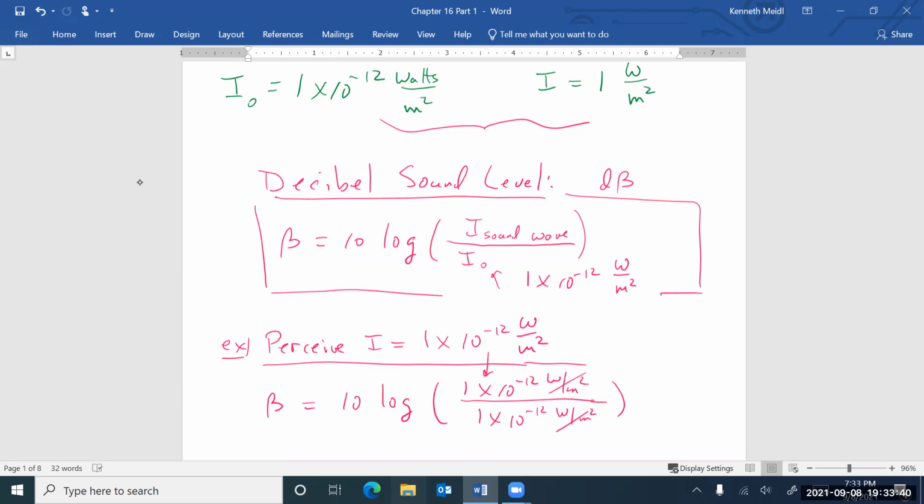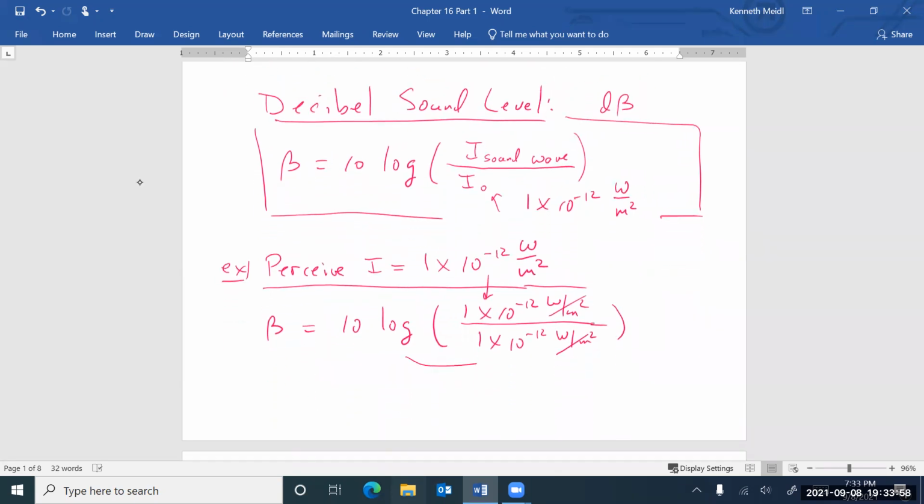And inside of there, what you get is 1 times 10 to the minus 12 divided by 1 times 10 to the minus 12 is 1. So if you can't remember how you do your logs, that's going to tell you something like 0, because you're really just looking at exponents. So this thing right here really gives you a 0. So as you barely hear, when you scale it, it goes to 0 decibels. That's the beginning of the scale.